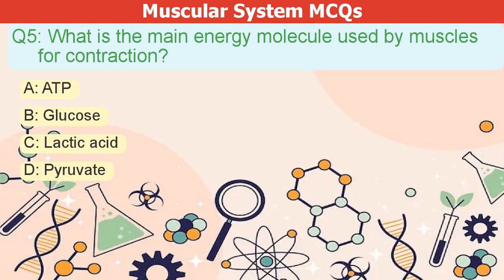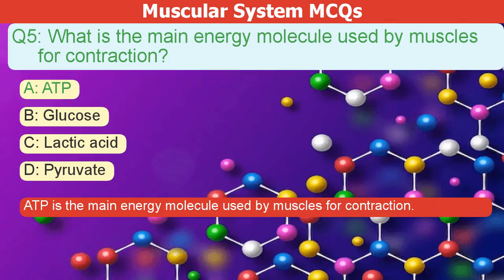What is the main energy molecule used by muscles for contraction? A. ATP. B. Glucose. C. Lactic acid. D. Pyruvate. The correct answer is A. ATP is the main energy molecule used by muscles for contraction.